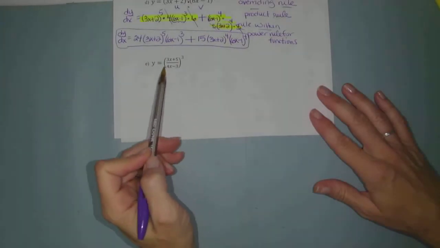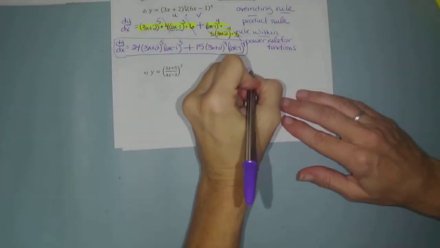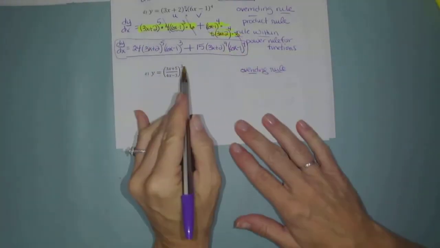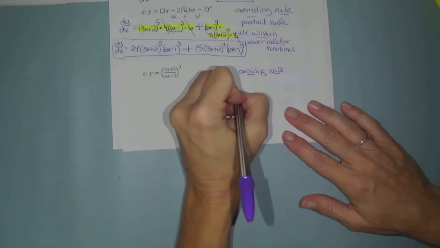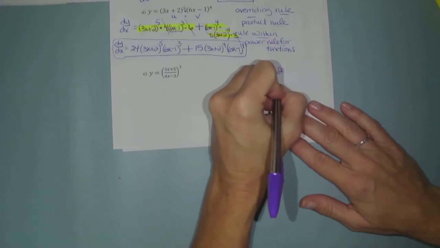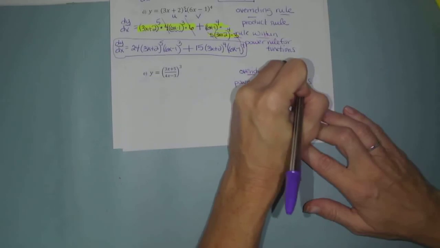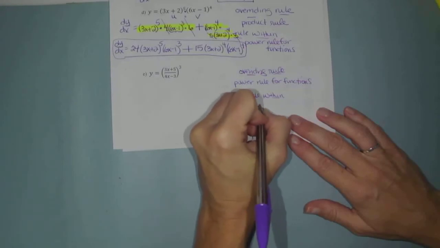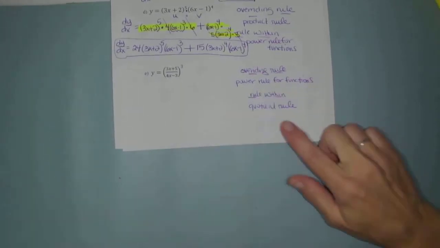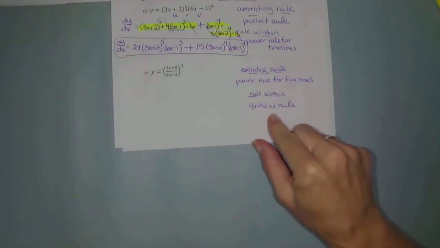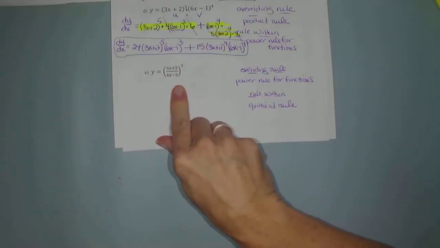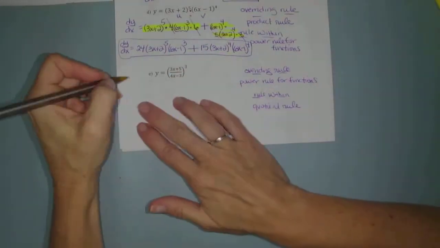Y equals this huge quantity to the third power. So my overriding rule, since I have this quantity raised to a power, is going to be the power rule for functions. But the rule within is going to be quotient rule. Because when we do our extra link on the back of the power rule for functions, when we have to multiply on the back by the derivative of the inside of the parentheses, that's a quotient. Okay, so it's going to get a little messy, but here we go.